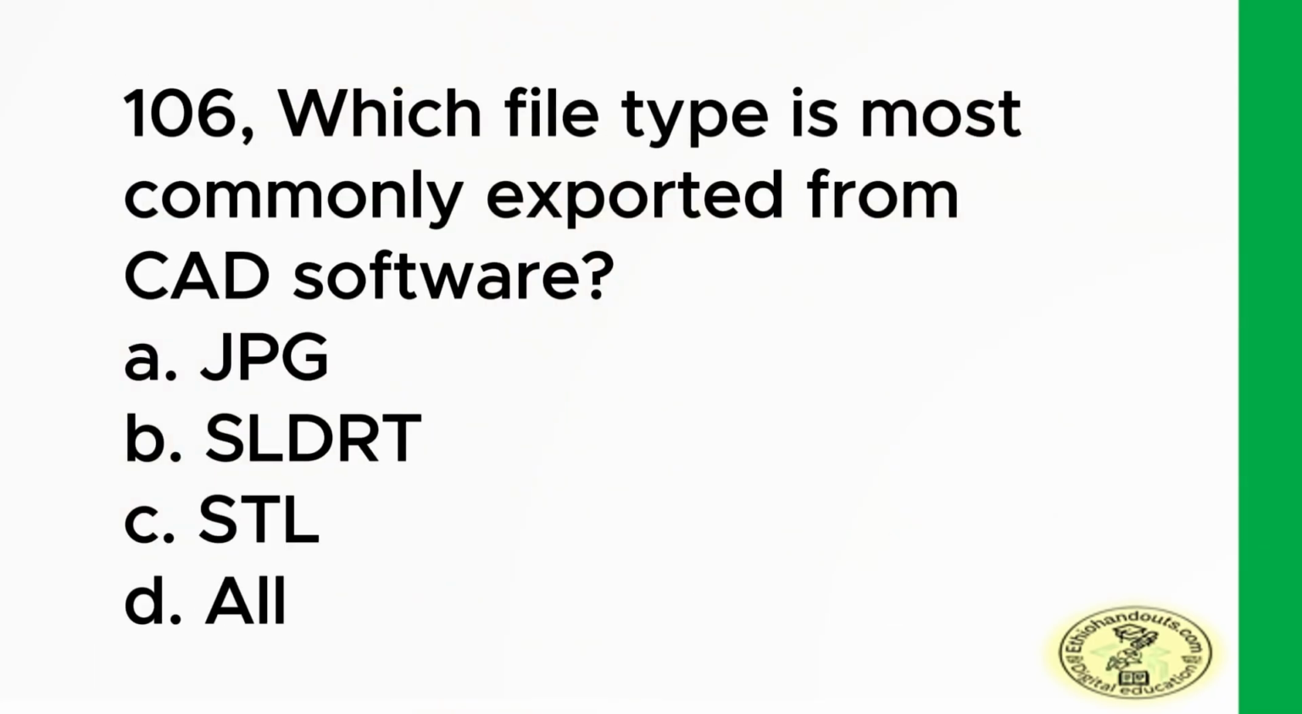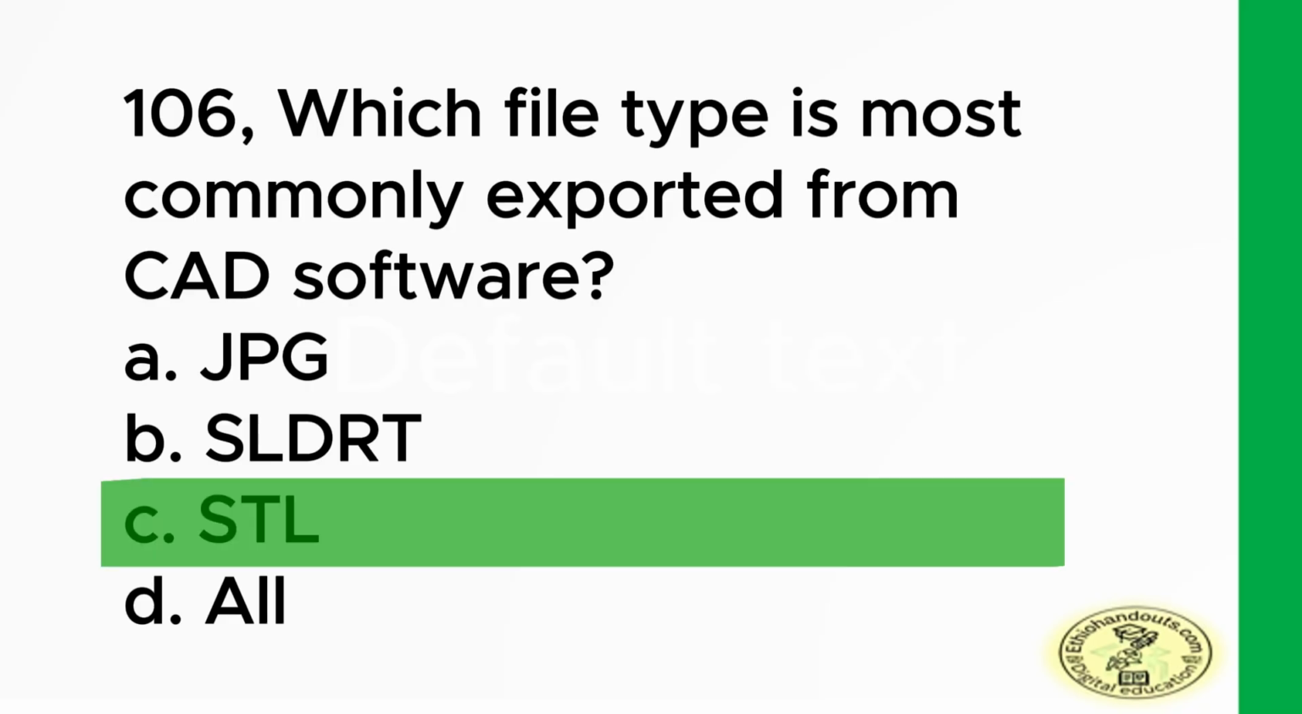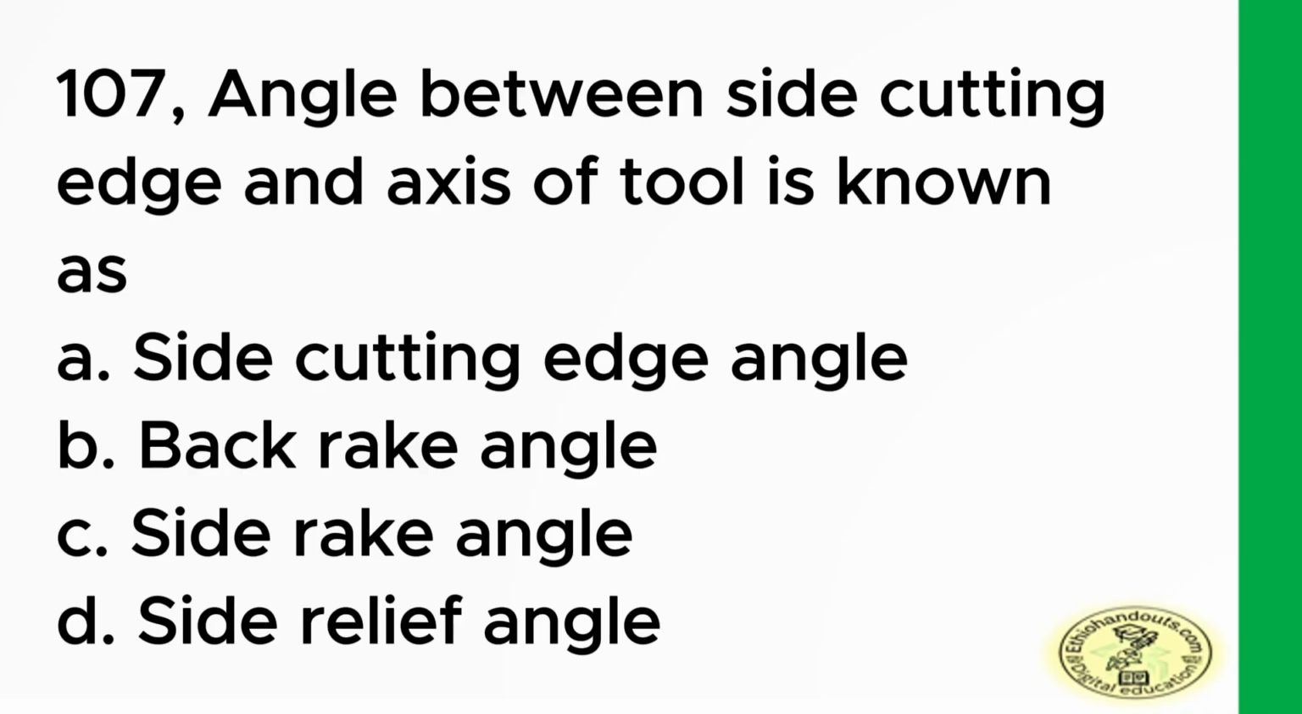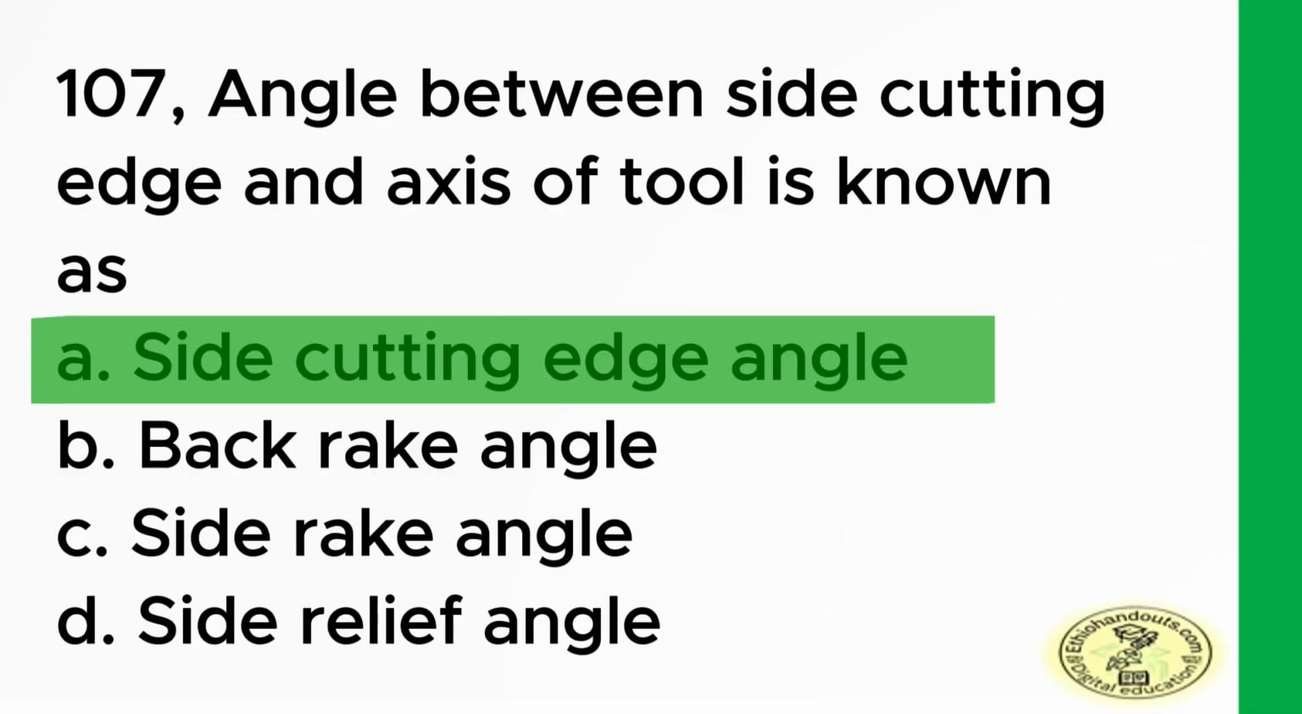106. Which file type is most commonly exported from CAD software? A. JPG, B. SLDRT, C. STL, D. All. The correct answer is C. STL. 107. Angle between side cutting edge and axis of tool is known as A. Side cutting edge angle, B. Back rake angle, C. Side rake angle, D. Side relief angle. The correct answer is A.